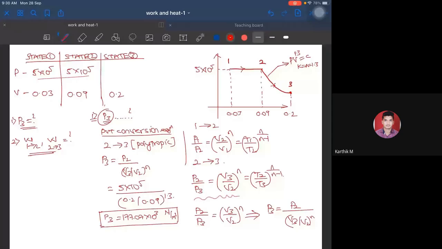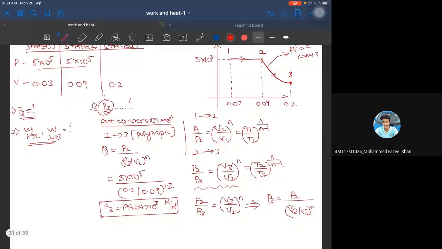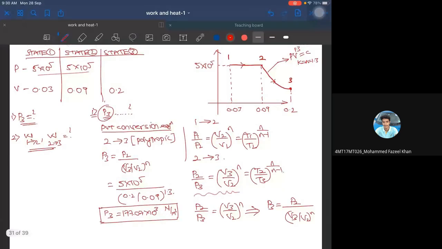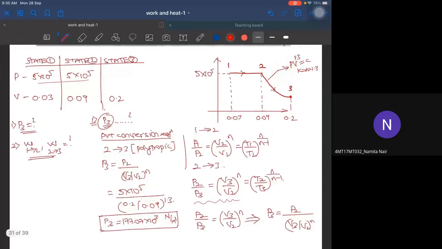Fazil. Yes, sir. So the value of P3 is correct. Given by whom? Karthika is calculating, sir. That's Namita. Yes, sir. I got 177.071 into 10 to the power of 3. Okay, you got the same value. Fahad also got the same value.